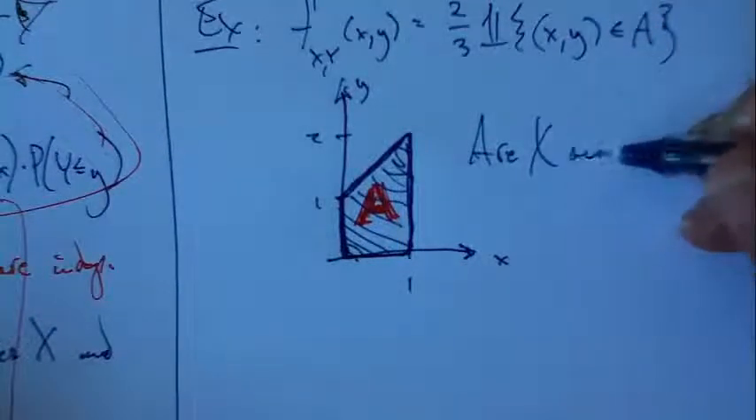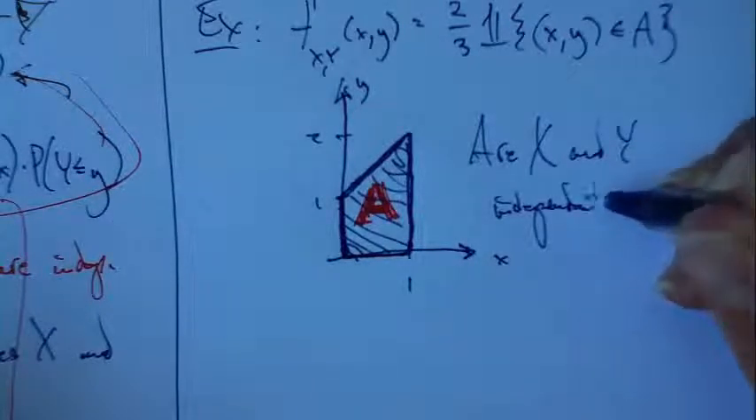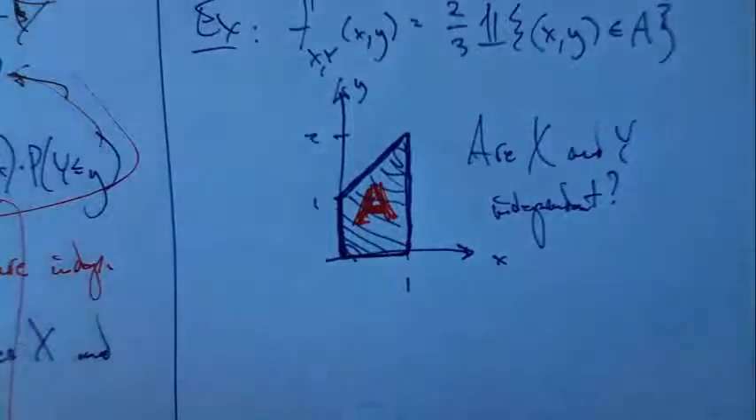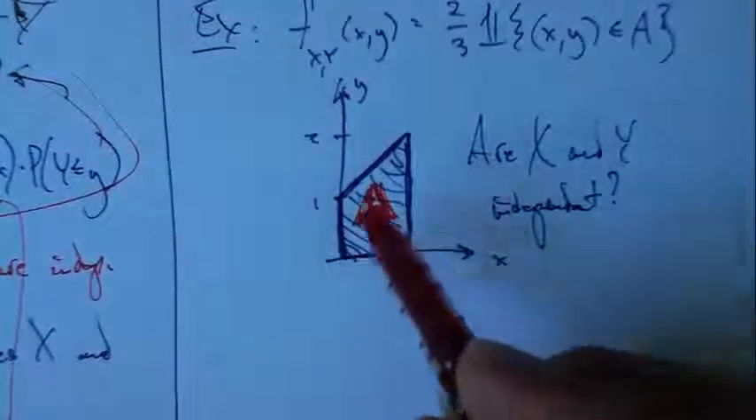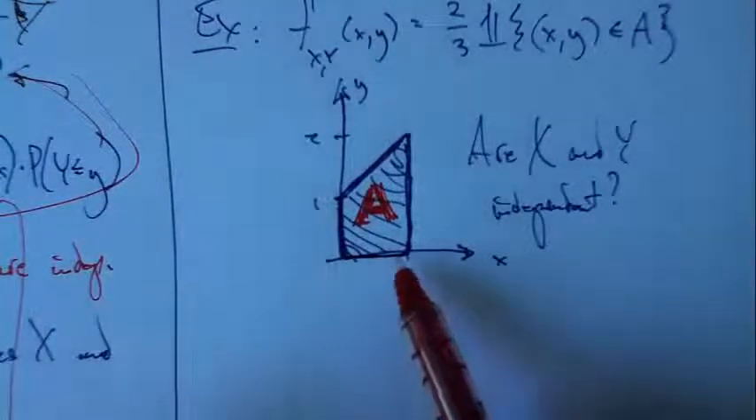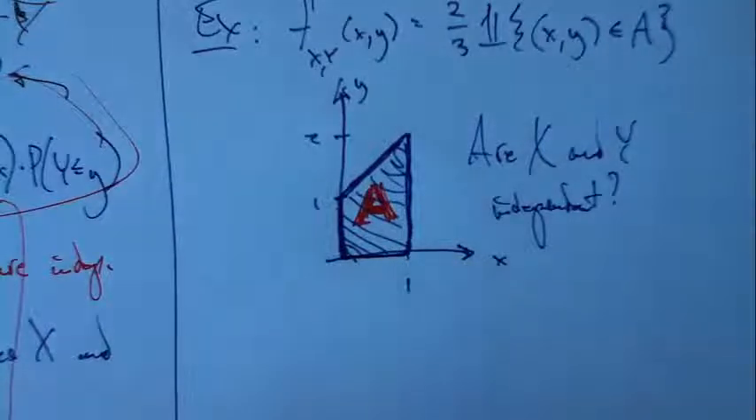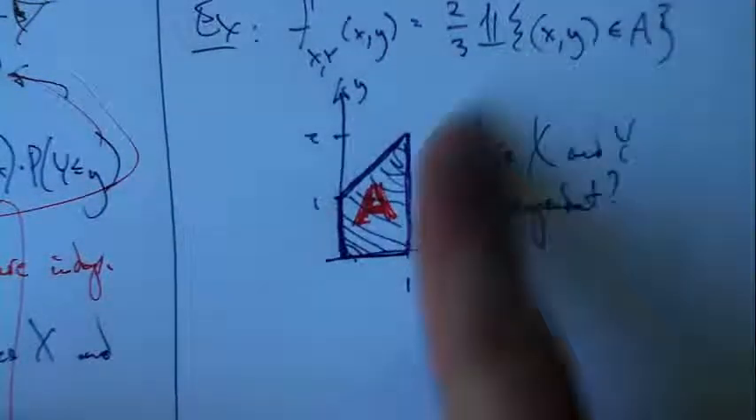Are x and y independent? That is, if you throw a dart at random somewhere in this region A, and it lands uniformly in A, does its x-coordinate have anything to do with its y-coordinate? Well, I can tell you just by looking at the picture, the answer is, drum roll please, yes. The x-coordinate does have something to do with its y-coordinate. So actually the answer to this question is a big fat no.